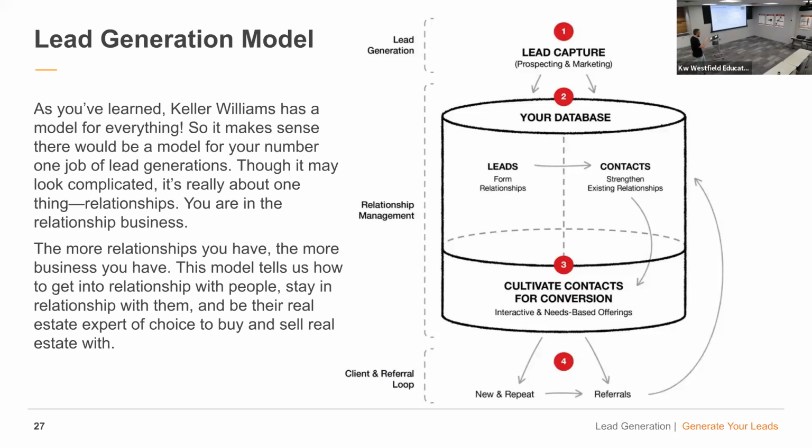Once he's a contact, I work on strengthening that relationship and I cultivate, meaning I basically work on that contact over time to convert him to a client, right? They say interactive and needs-based offerings. Again, I like to simplify things. What that really means is I'm basically reaching out to Jake and saying, how can I add value to you based on your real estate needs? Or even just being someone that's in touch with you, right?